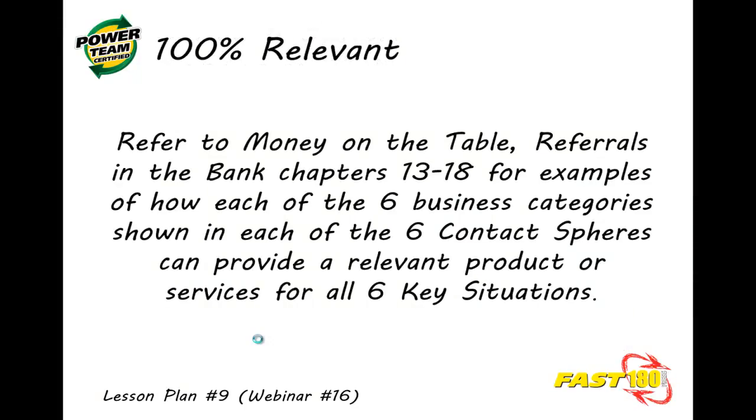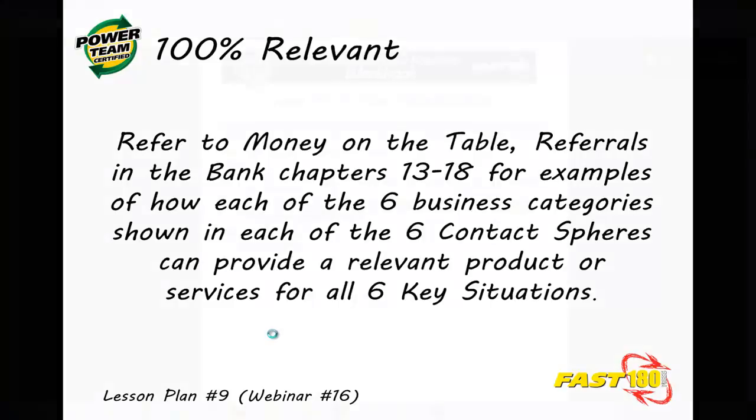Also mention that you can go to the back of the book, Money on the Table, chapters 13 through 18, and take a look at all these different contact spheres, what products or services can be relevant. And if you look at your key situation, you can identify who in your chapter might be a good fit.